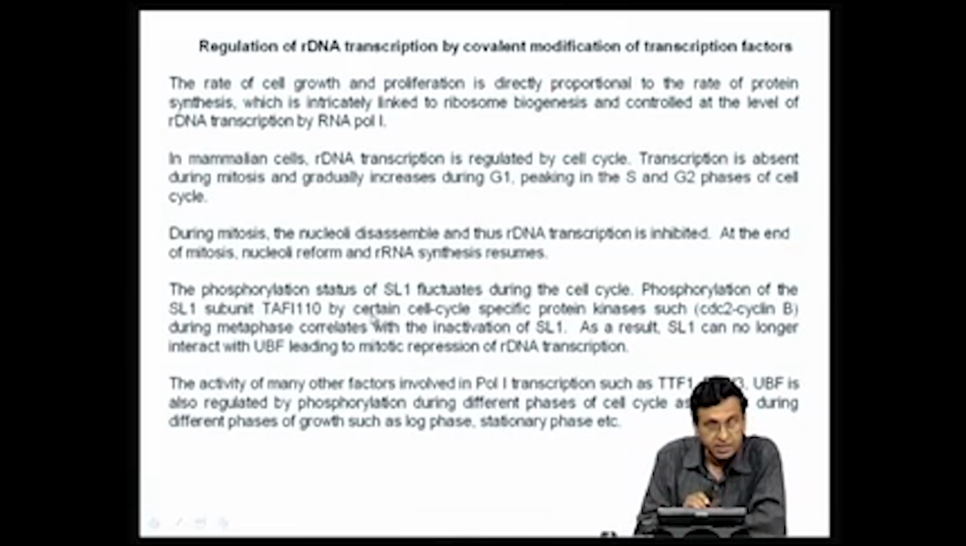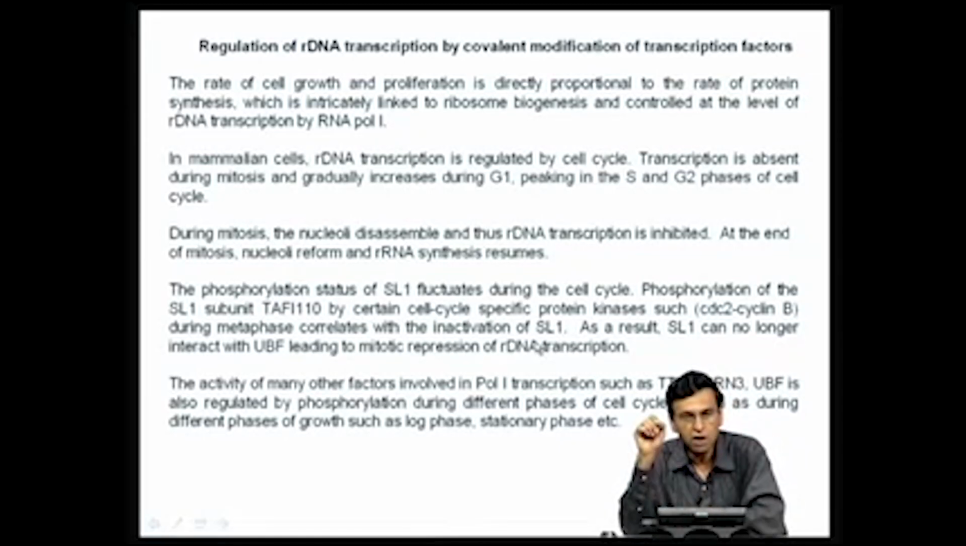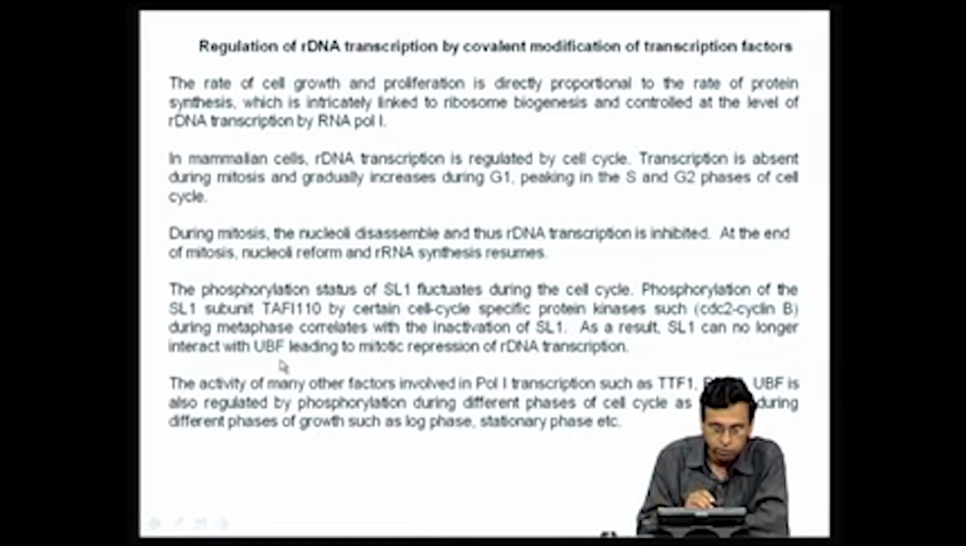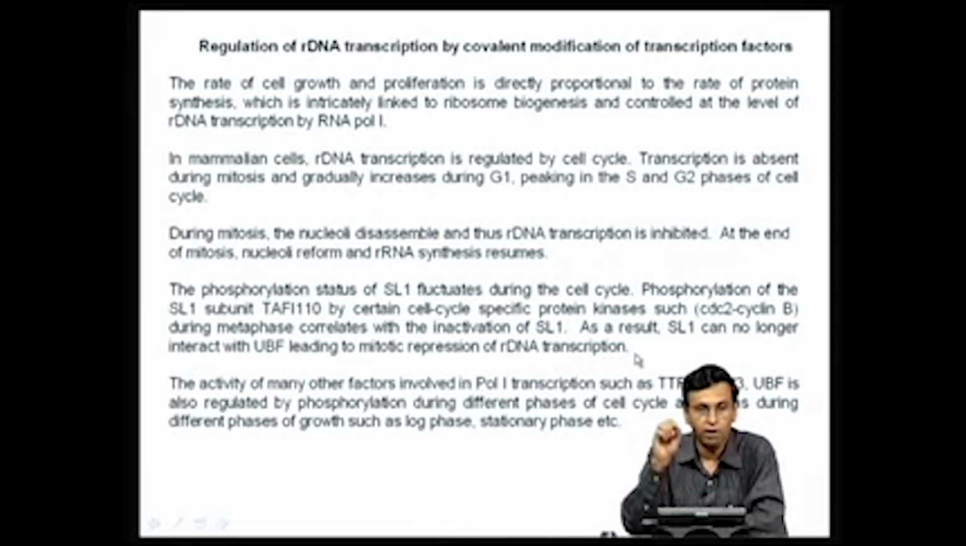And the phosphorylation status, how does this happen? The phosphorylation status of SL1 also fluctuates during the cell cycle. Phosphorylation of the TAF110 subunit of SL1 by cell cycle specific protein kinases during metaphase correlates with the inactivation of SL1. So, to shut off RNA transcription, certain cell cycle specific kinases phosphorylate the TAF110 subunit of SL1, and as a result it is inactivated and can no longer interact with UBF, leading to mitotic repression of RNA transcription.